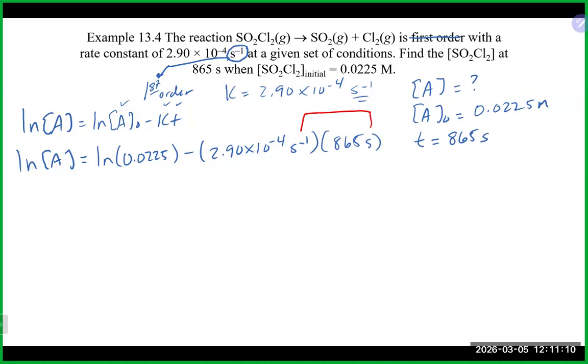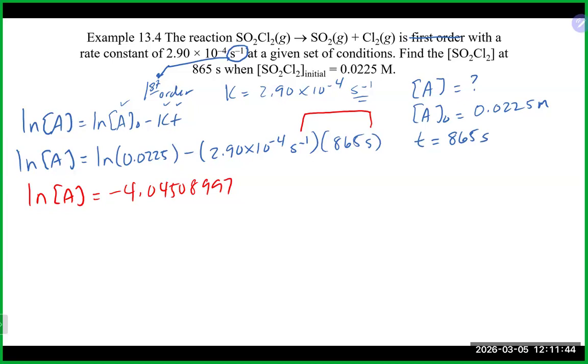So we're just going to clean up everything on the right-hand side. I'm going to put in my calculator exactly how it's written: natural log of 0.0225, hit minus, open parentheses, 2.9 exponent button -4 times 865. All said and done, we end up with the natural log of A equal to minus 4.04508997 on my calculator.